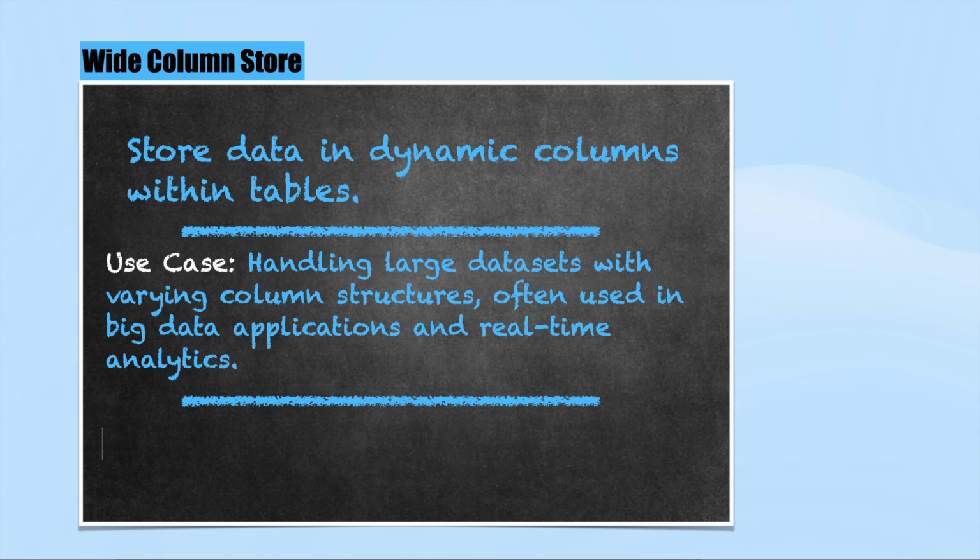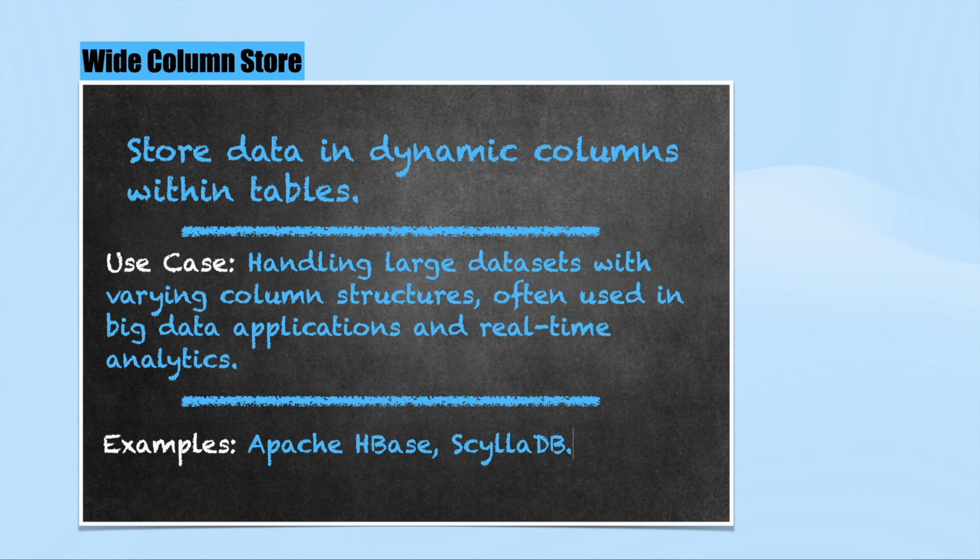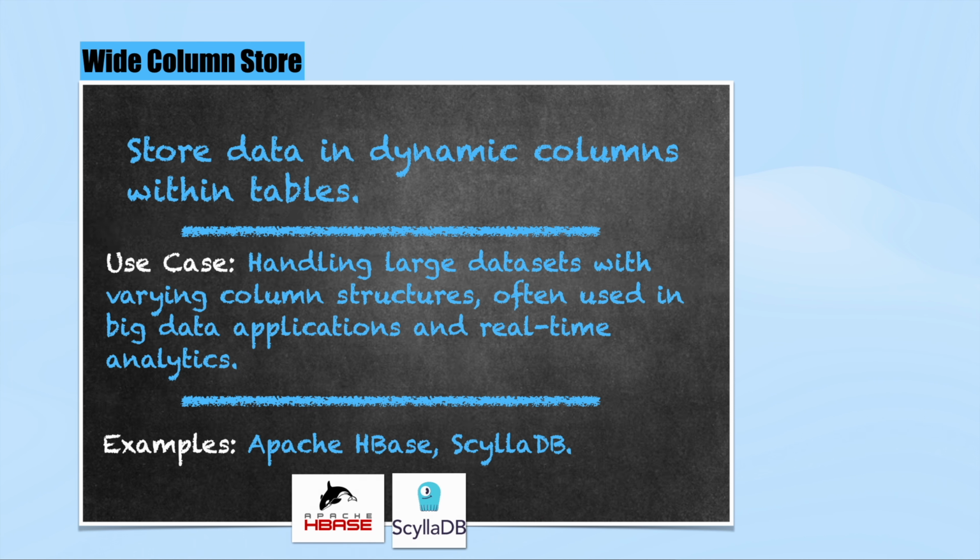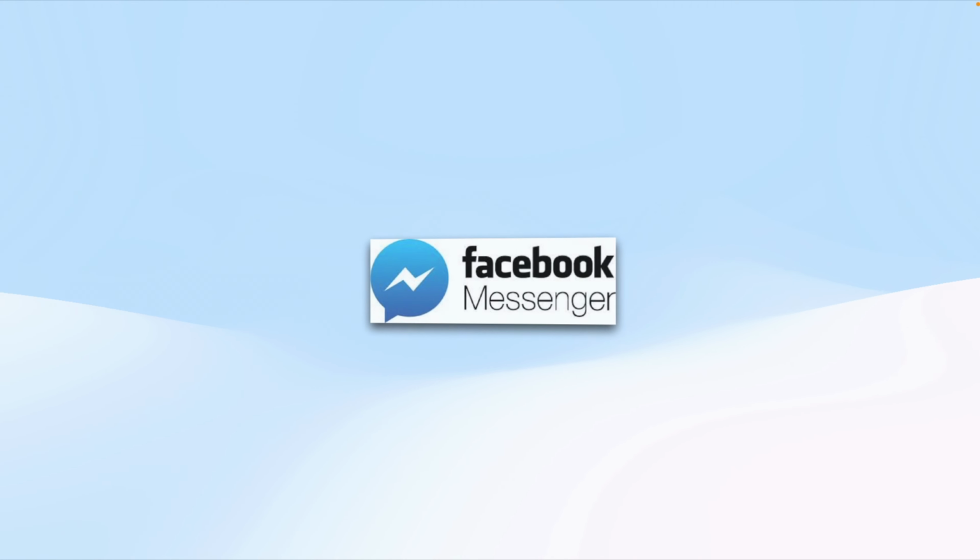For instance, they are commonly used for storing and analyzing user activity logs, handling real-time recommendation systems, and managing large-scale IoT data streams. Some of the most well-known wide column databases are Apache HBase and ScyllaDB. These databases are designed to scale horizontally, meaning they can handle petabytes of data across multiple servers while maintaining high availability and low latency. A famous real-world application that relies on a wide column store is Facebook Messenger.